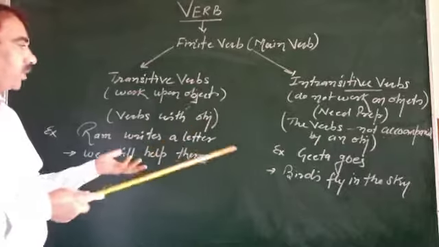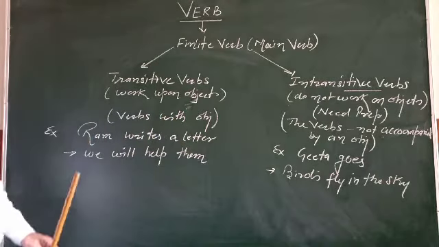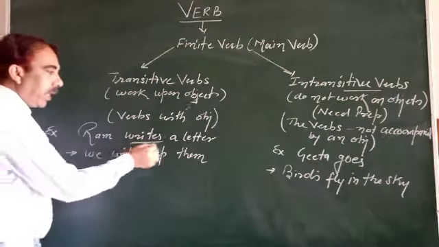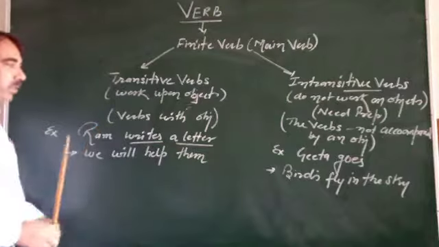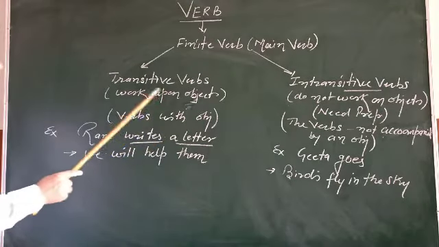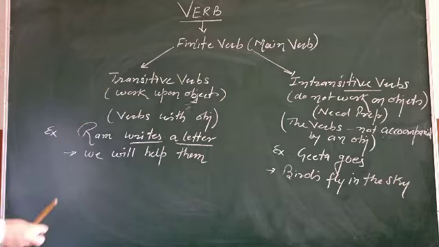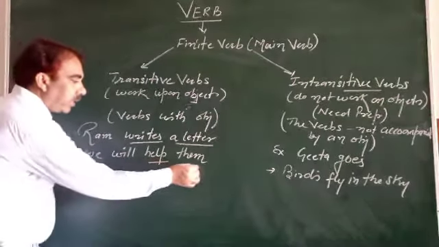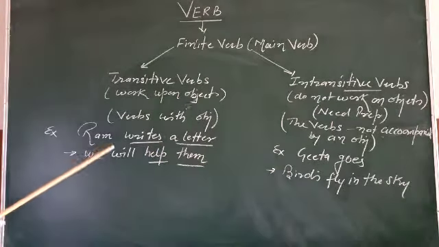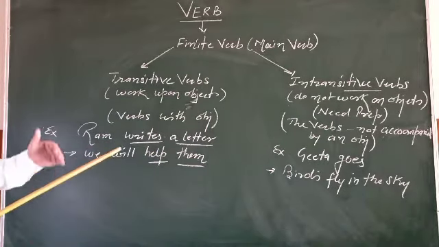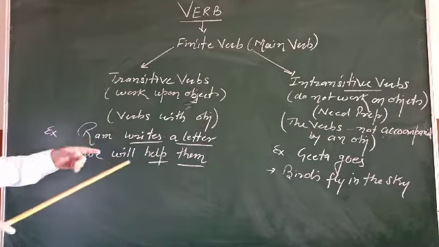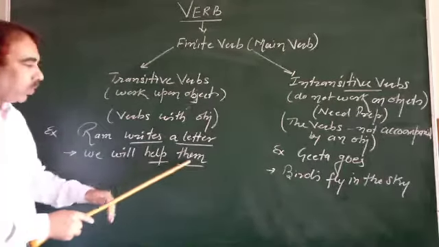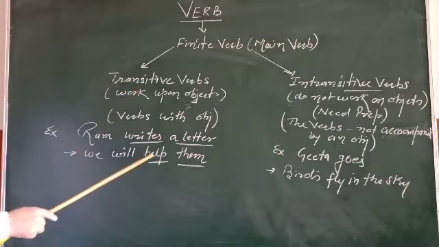The verb with object, when object is there. For example, Ram writes a letter. This is verb and object is also there. So verbs with object are called transitive verbs. Second, we will help them. This is verb and this is object. In these sentences, the verb is directly working on the object. So this is transitive verb.